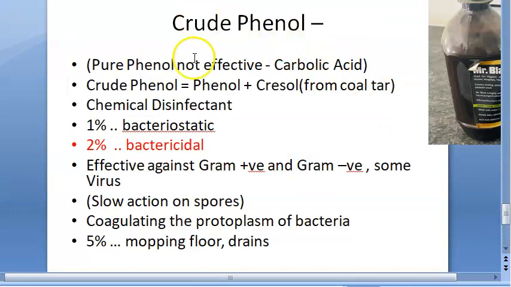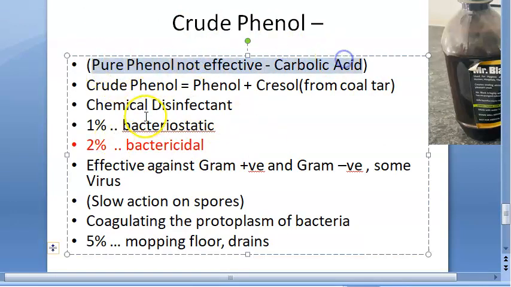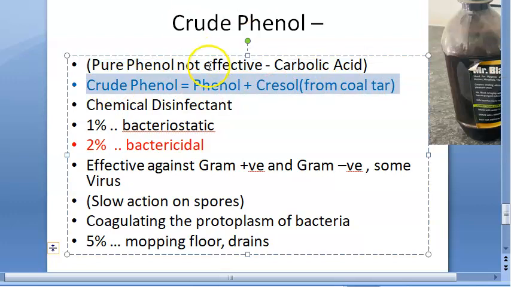Very good. Crude phenol. Pure phenol is not effective. Pure phenol is carbolic acid, isn't it? So crude phenol is phenol plus cresol. So remember this, okay? It's from coal tar. So to phenol, you're adding cresol. Phenol is not effective, okay?